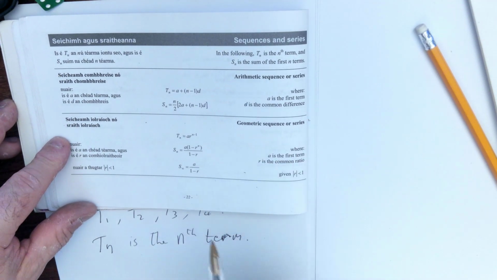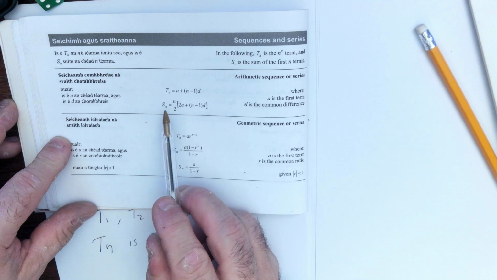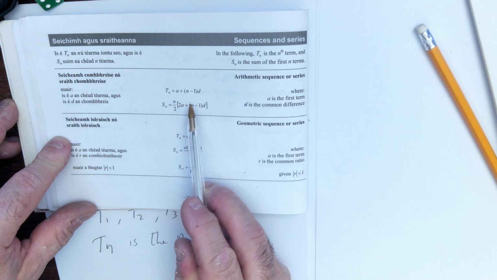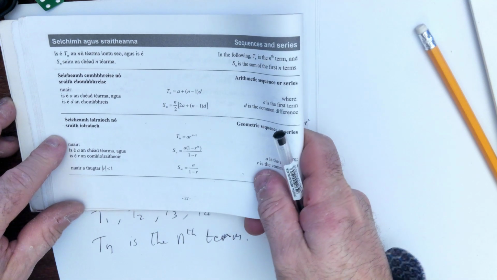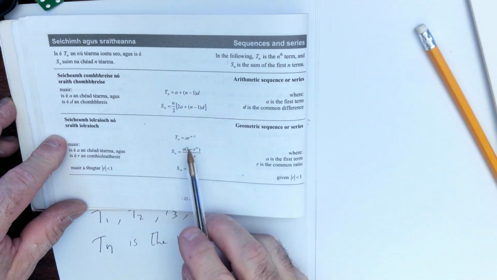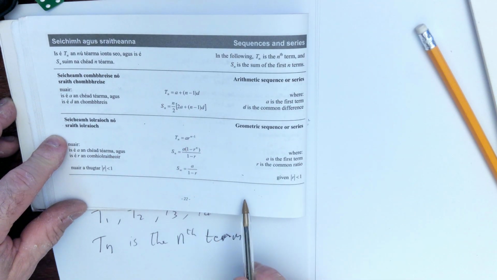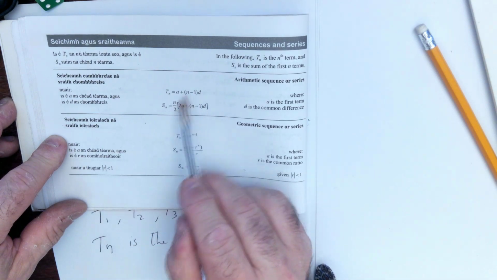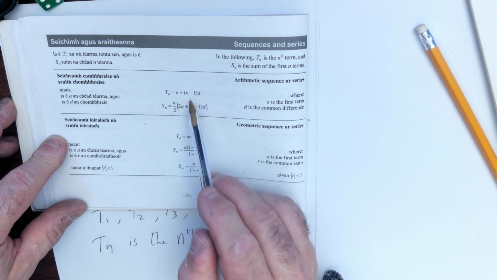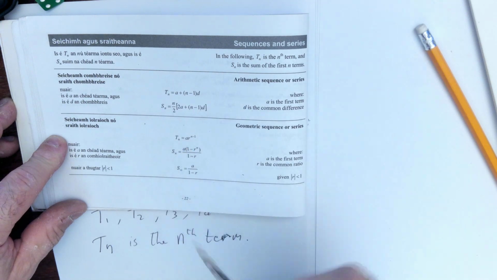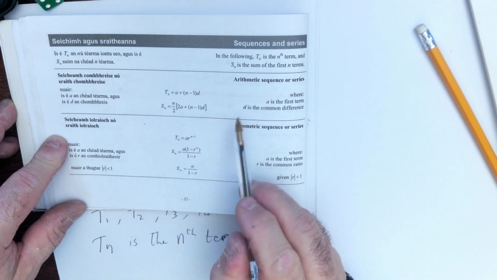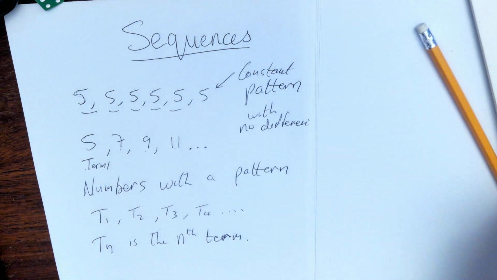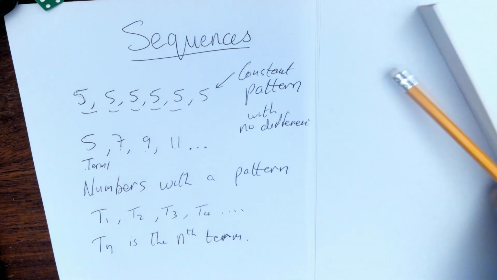Now what we're looking at here is a formula for the type of sequence I've just shown you, which is a linear sequence. Down here we have a geometric sequence, and we'll come back to these formulas and try to make sense of them in a different video. A quadratic term is not shown here. I'm going to try and cover that in this video as well.